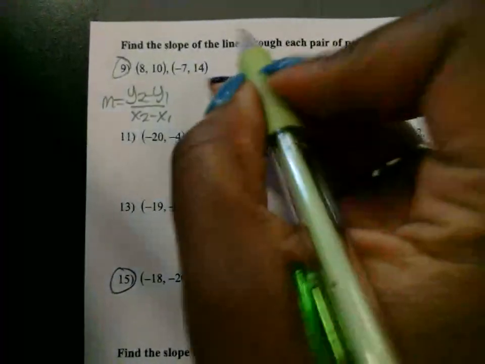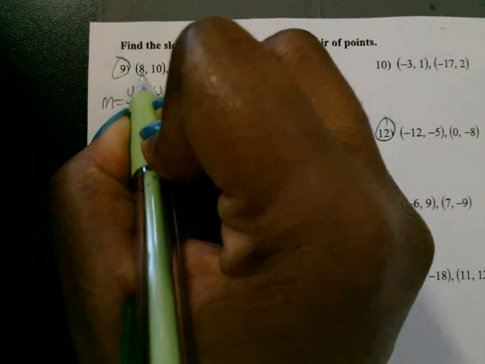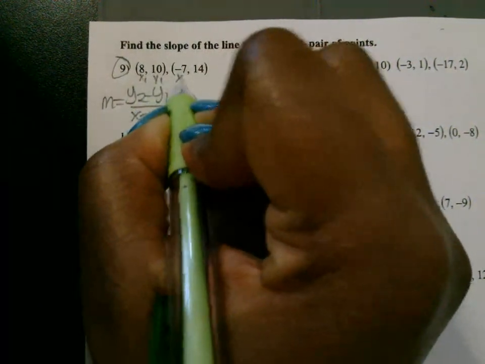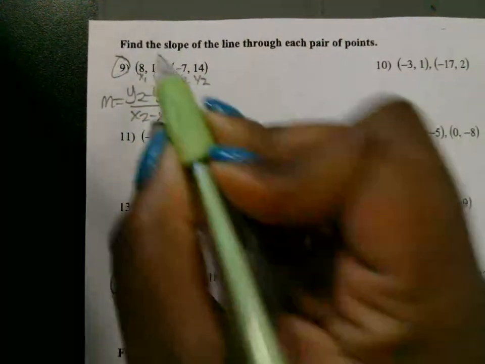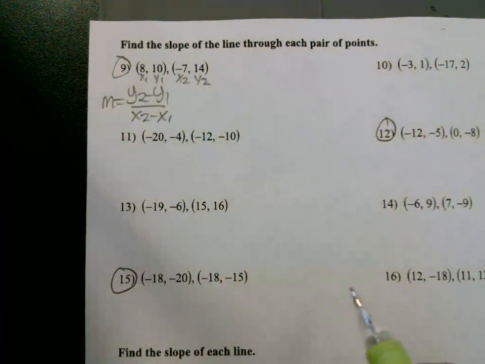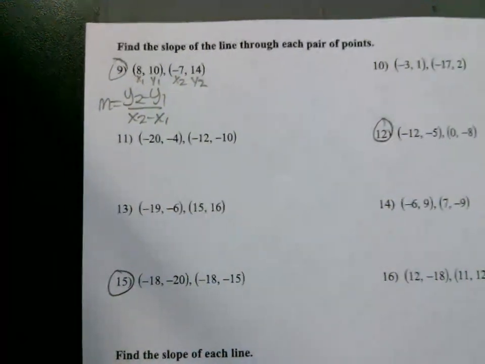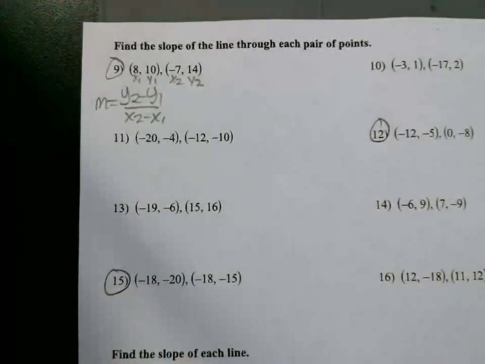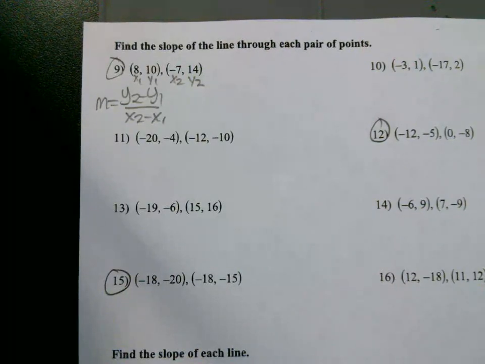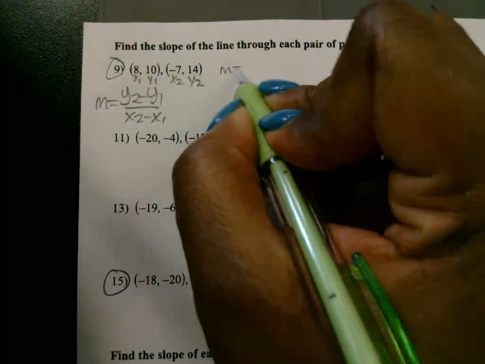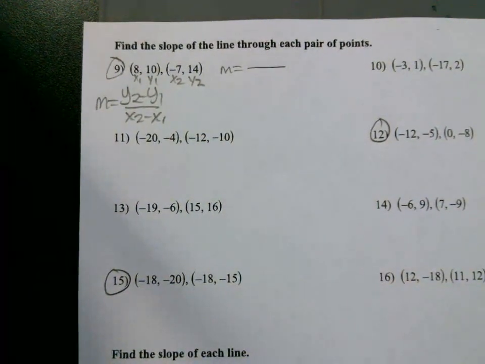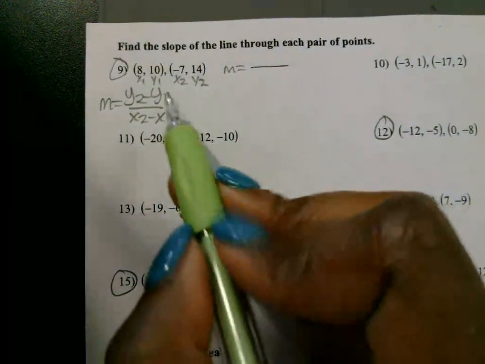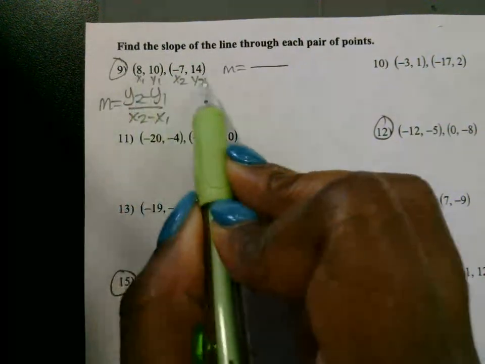All right, here we go. We're going to label. This is x1, y1, x2, y2. First point, second point. X is first, then Y. X, Y, X, Y. Okay, so let's do this. What are we going to subtract? What minus what? Which one of these is Y2?